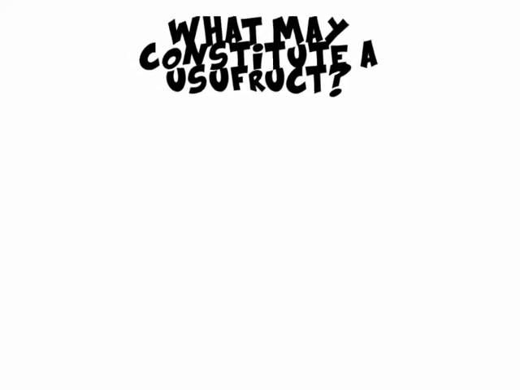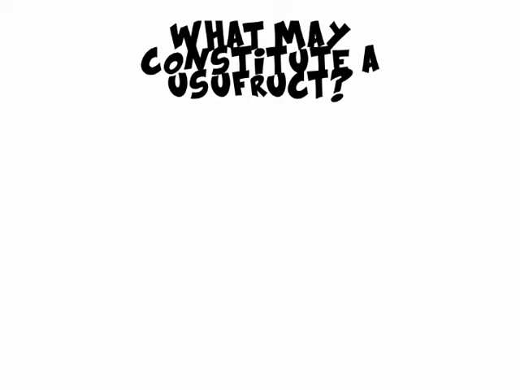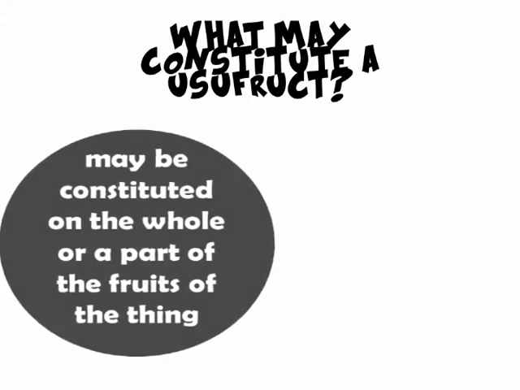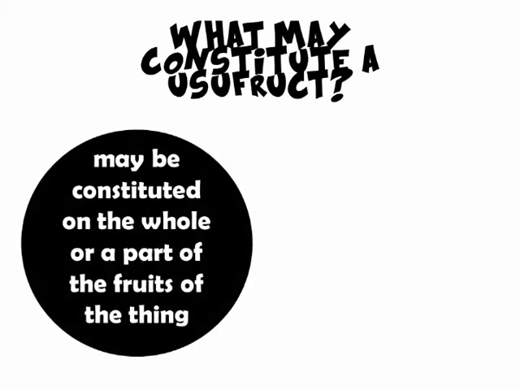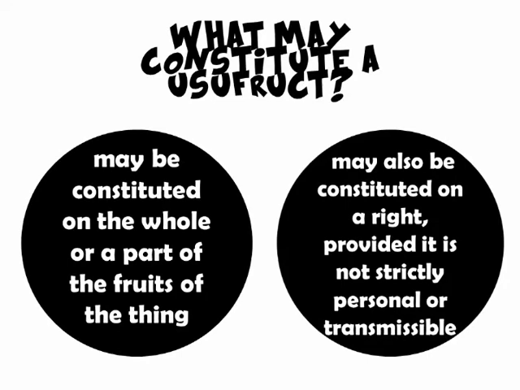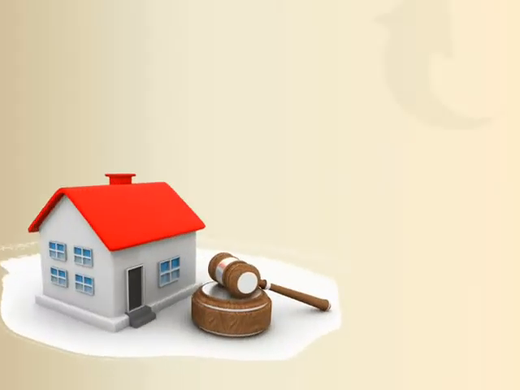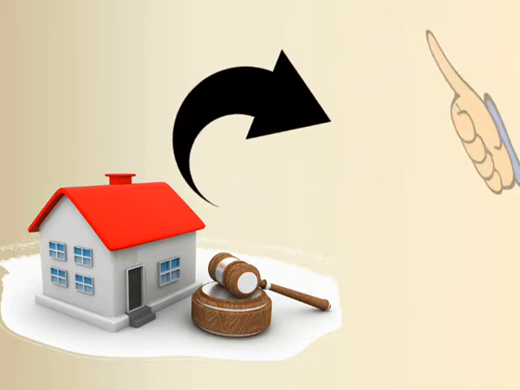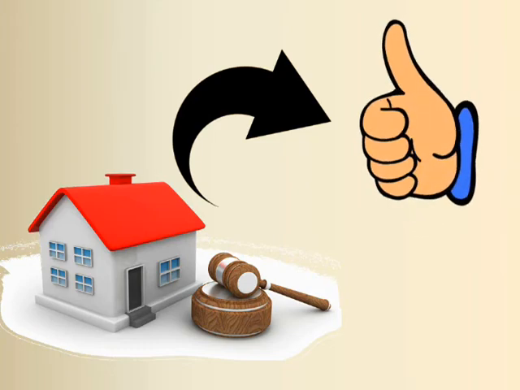Article 564 deals with what a usufruct may constitute. It states that usufruct may be constituted on the whole or a part of the fruits of the thing, in favor of one or more persons, simultaneously or successively, in every case from or to a certain day, purely or conditionally. It may also be constituted on a right, provided it is not strictly personal or intransmissible. To make your life easier, let us classify it. Huwag na natin paguluhin pa ang LAWPROP life nyo. Complicated na ang love life nyo eh.